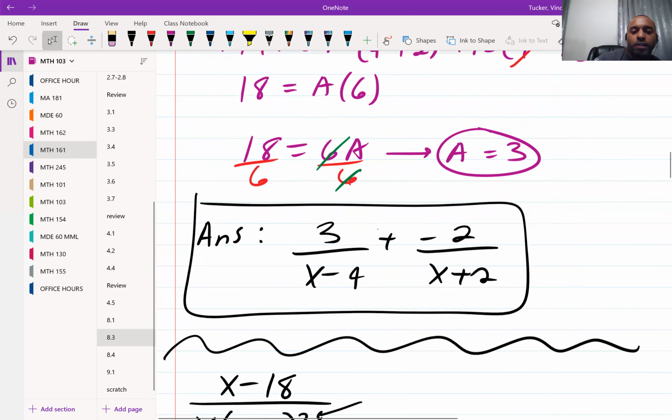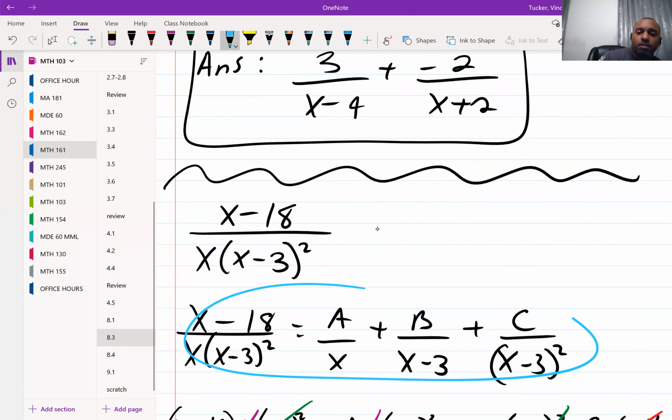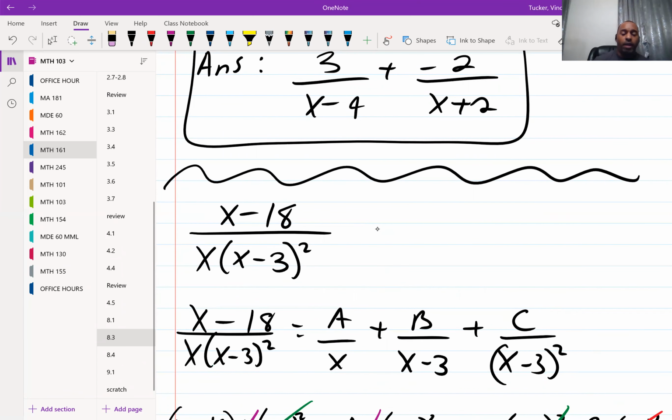All right, so let's look at the next one. Here we have x minus 18 over x times x minus 3 squared. And so this square matters. The way we'll break this up is this way: a over x, b over x minus 3. And because the square is here, you do have to do x minus 3 and then x minus 3 squared. So make sure you notate how you would break it up.